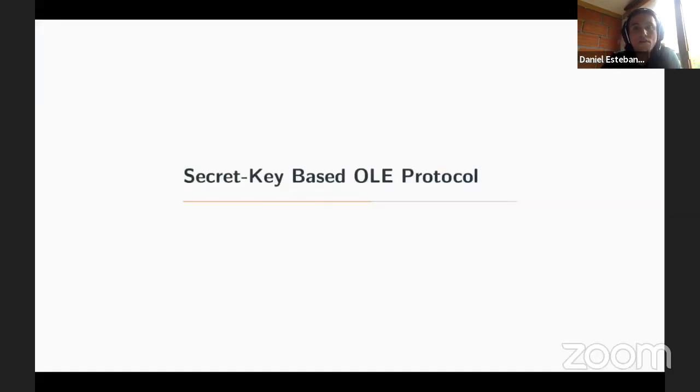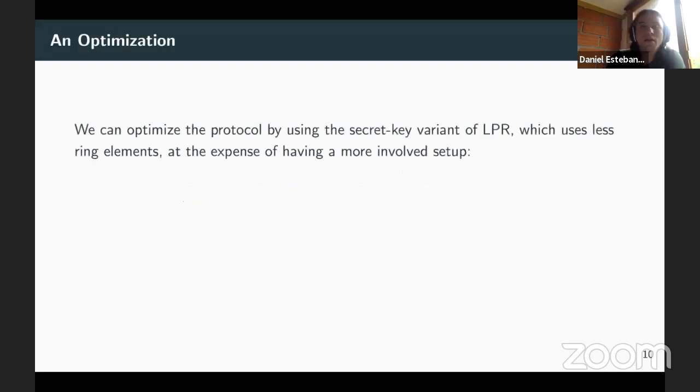Okay, so let's actually optimize this protocol. I'm going to show you the second protocol we propose, which is a secret key based protocol, and you'll see why in a moment. The main observation is that we can optimize the protocol if instead of using the public key variant of LPR that I described at the beginning, we use the secret key variant. What do I mean by secret key variant?